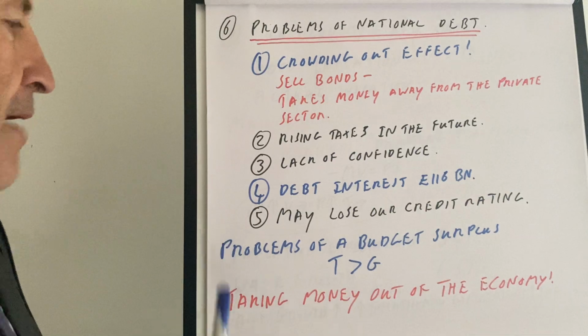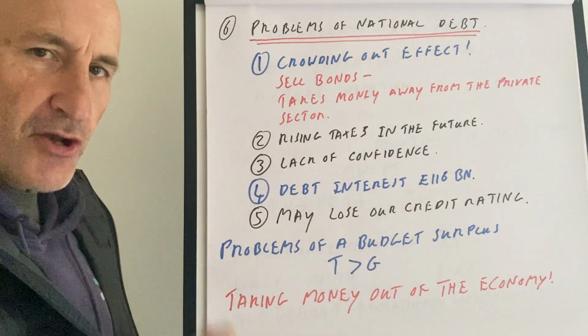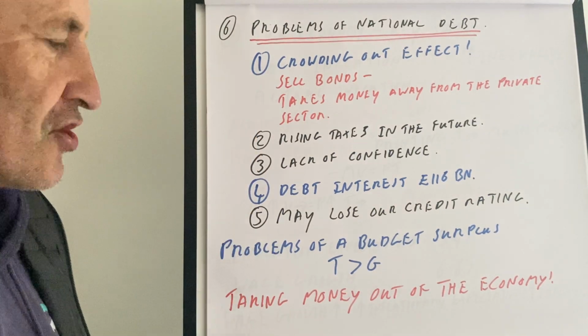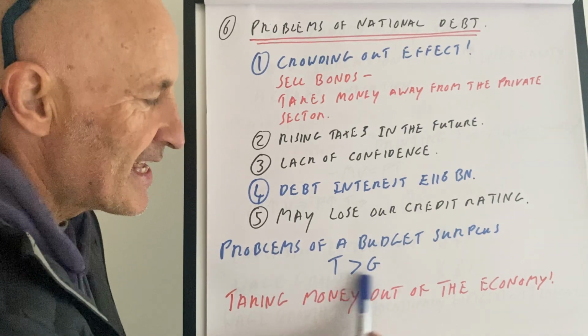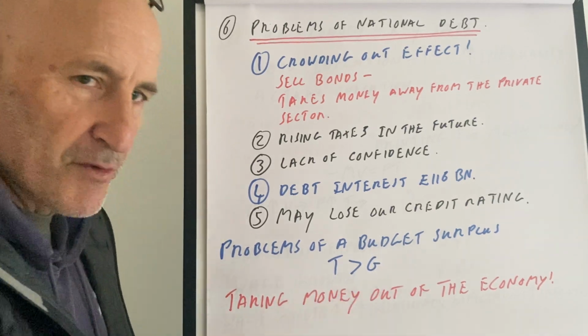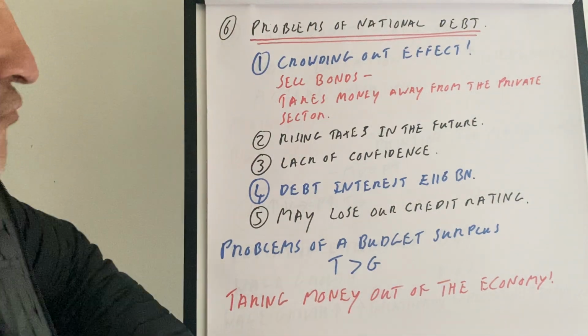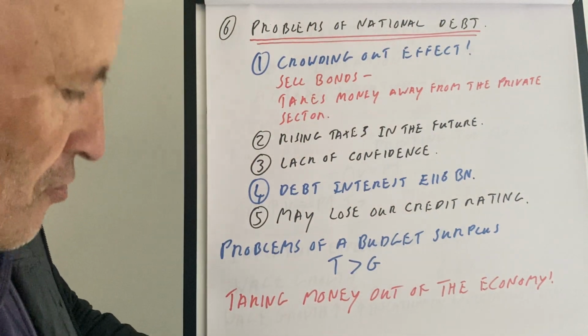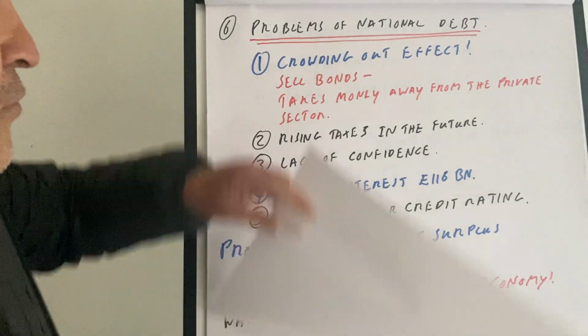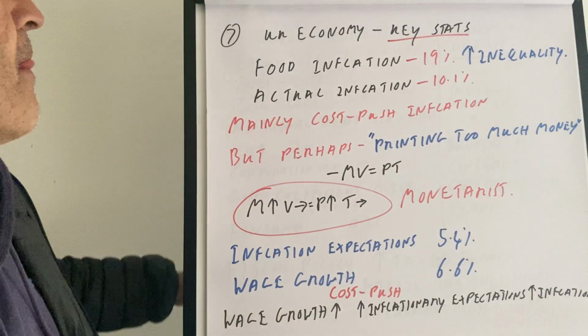Remember, though, that we've also got problems with a budget surplus, because if you have a budget surplus, that means you are taking your taxation revenues greater than your government spending, and you're taking demand out of the economy. Right. Okay, so this is still fiscal policy on here.